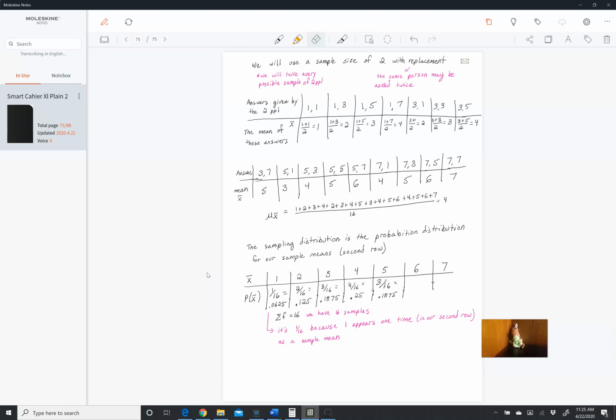6 only appears twice. So this is 0.125 again. And 7 only appears once. So it's 0.0625. So a couple of reminders, okay?